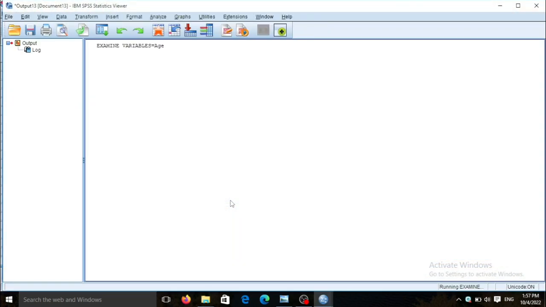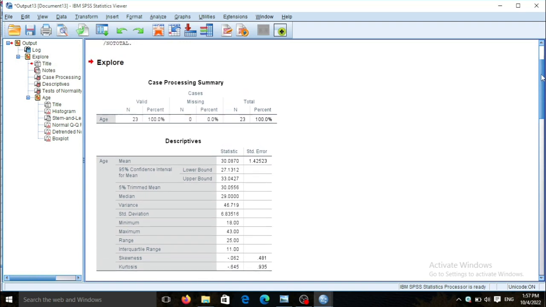Okay, wait a few seconds and you have the results here. The first box here shows me that I have 23 participants and none of them is missing, and here are some descriptive information. For example, the median of my dataset, the variance, the minimum, maximum, range, and interquartile range.